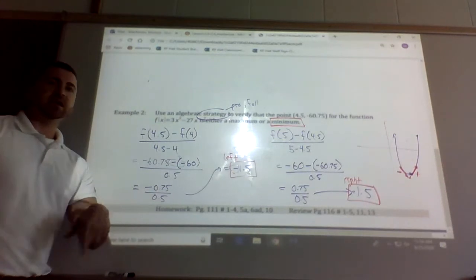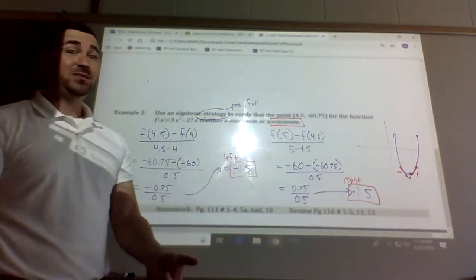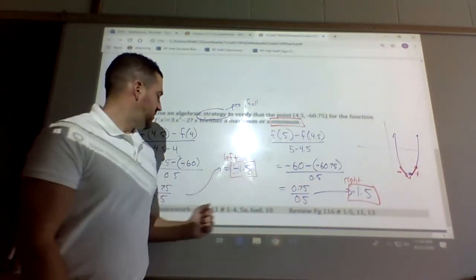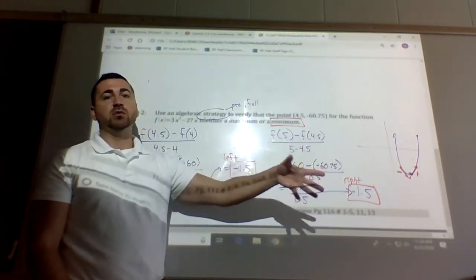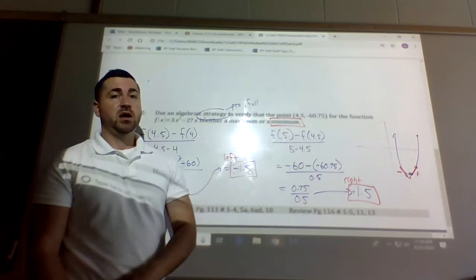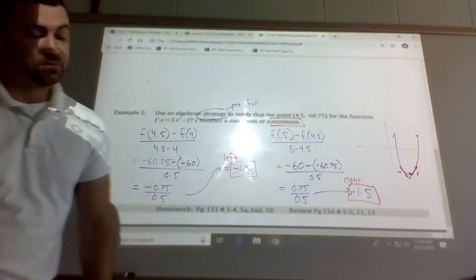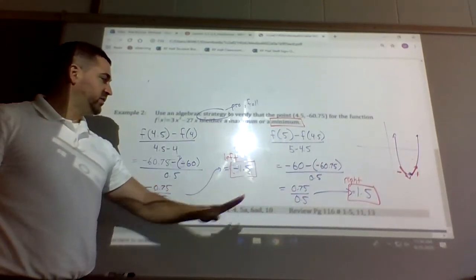And if you want to take one step further to prove that it was a minimum, you would just average these out. If you add these two together and divide by 2, you get 0. So that also proves that it was a minimum point. That is all the questions for 2.5.